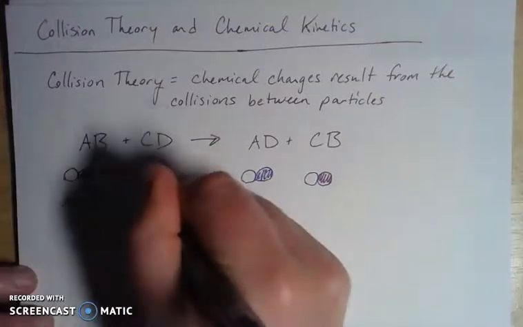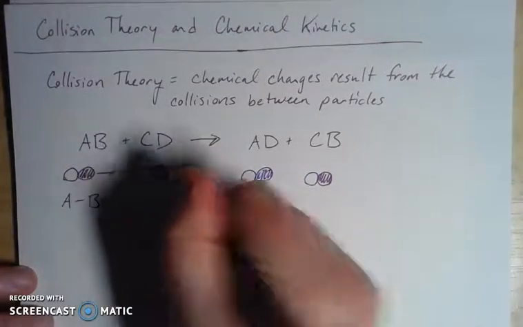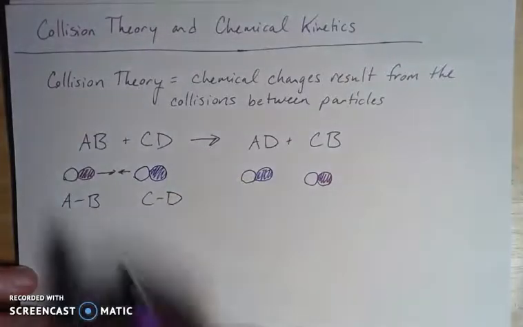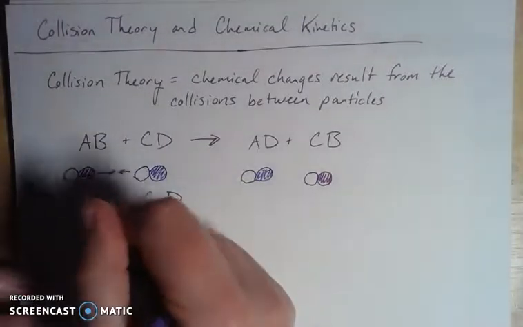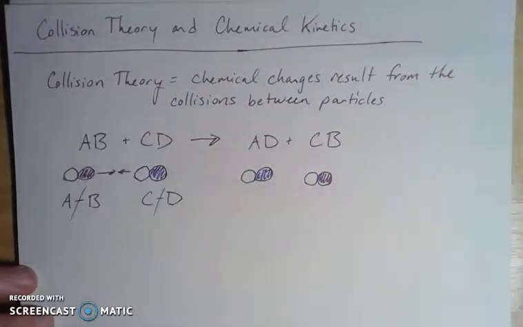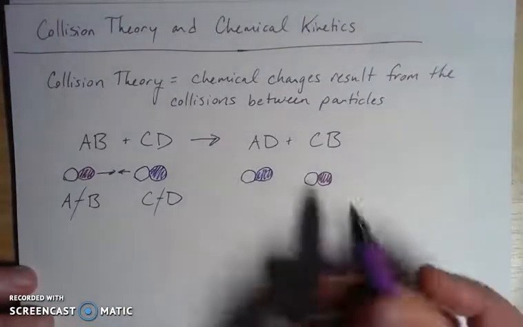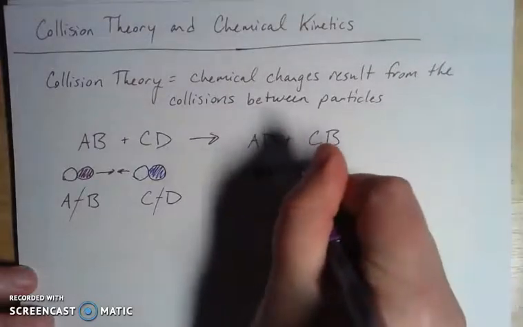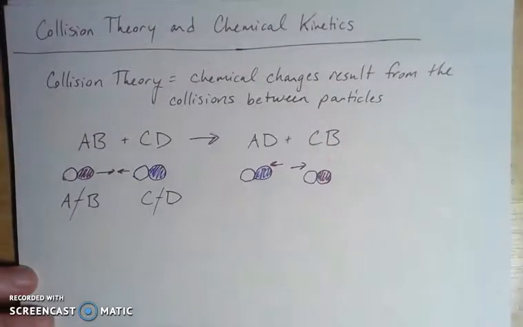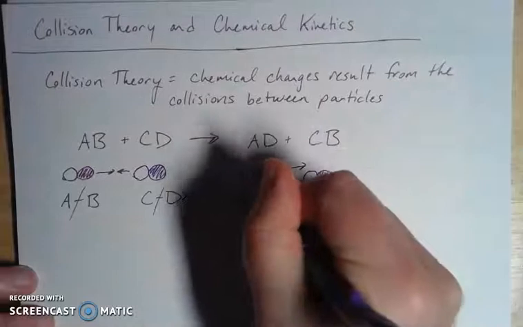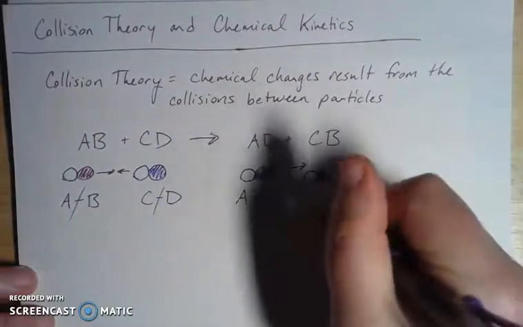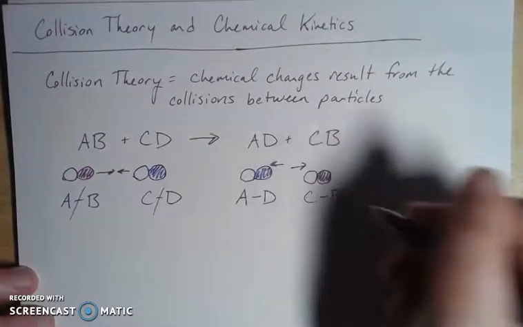So let's think about it from kind of a Lewis dot-esque looking kind of structure. So I'm essentially breaking the bond between A and B and C and D, and then they're rearranging, they're swapping partners. So I end up with kind of this reforming when they come away from this process, this reforming then of our AD and our CB.